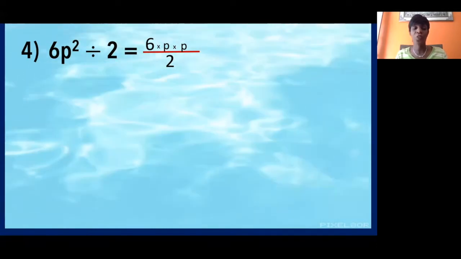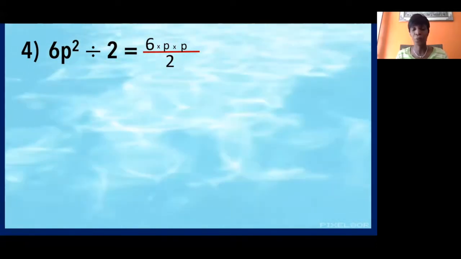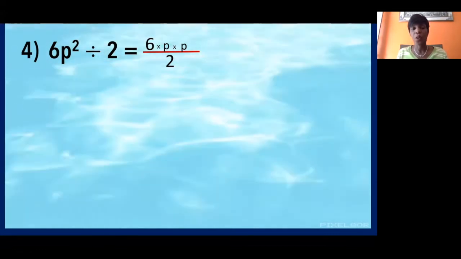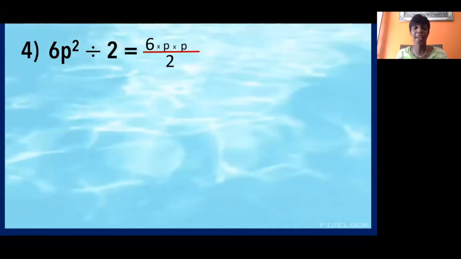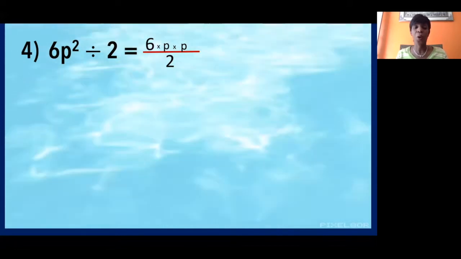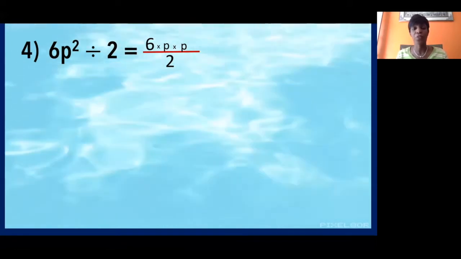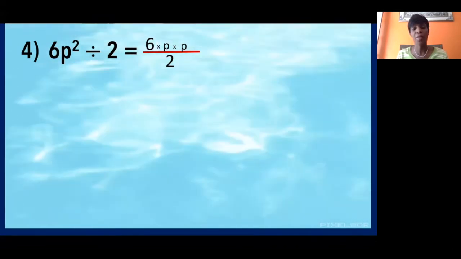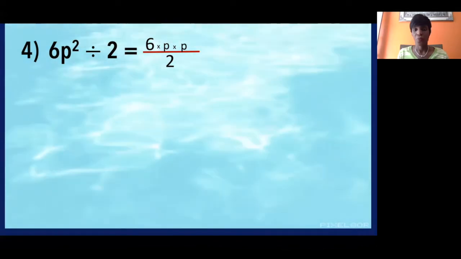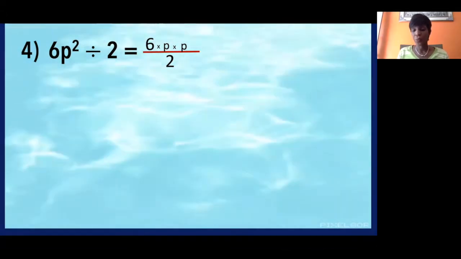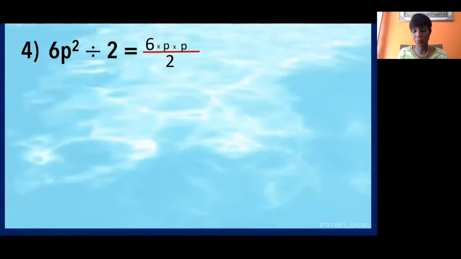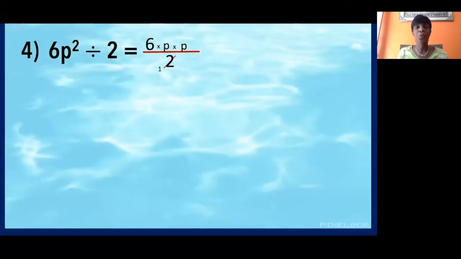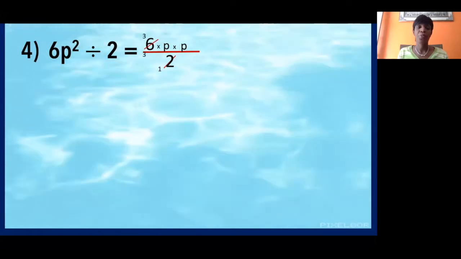Now, if you watched the video earlier, if you were here, sorry for those who are just joining late, we learned how to cancel out. So in order to simplify this, we have to simplify the 6 and the 2. What could go into 6 and 2 without a remainder? First of all, you're going to look at 6 and 2 to cancel. What number can we use? Okay, 2. So we're going to use 2. Very good. 2 goes into 2 how many times? 1. And 2 goes into 6 how many times? 3 times.